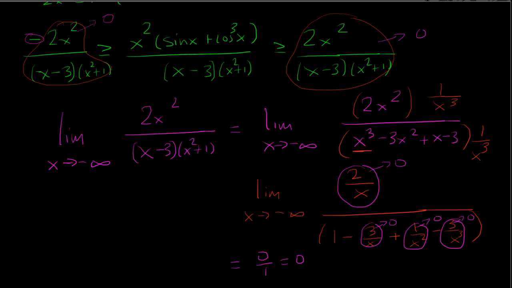And now x squared times (sine x plus cosine cubed) over (x minus 3) times (x squared plus 1) is bounded by two functions whose limit goes to 0. So by the squeeze theorem, the limit also has to go to 0. So this limit also goes to 0.